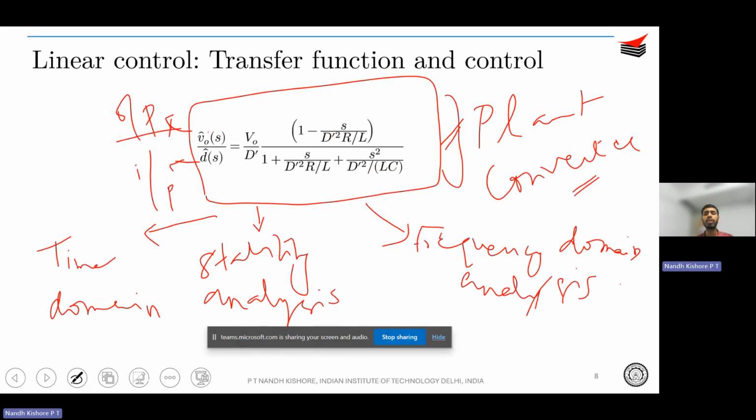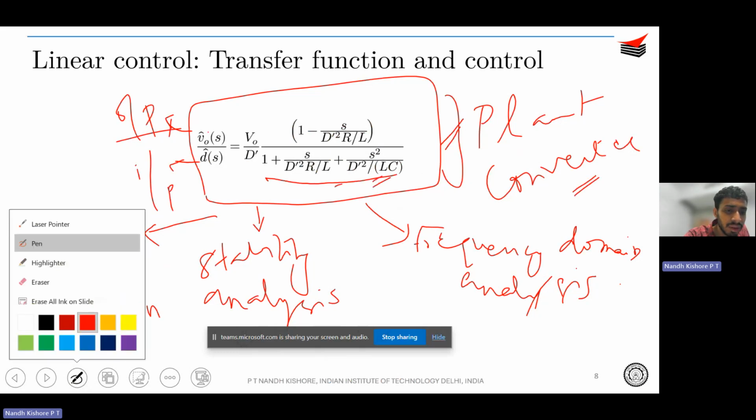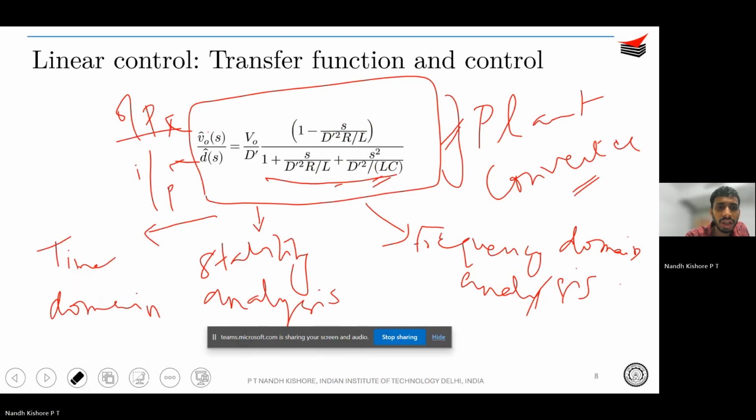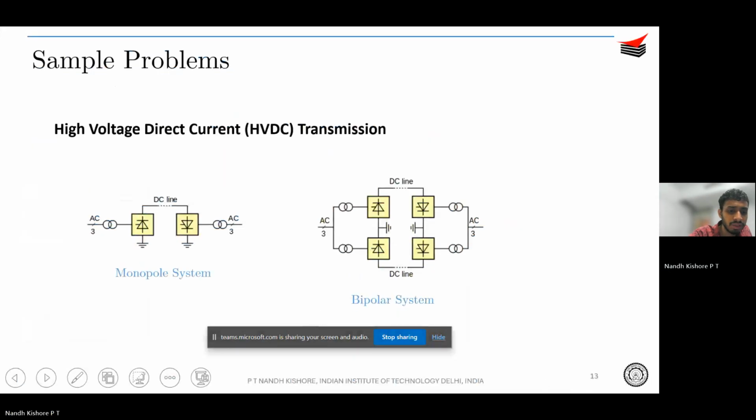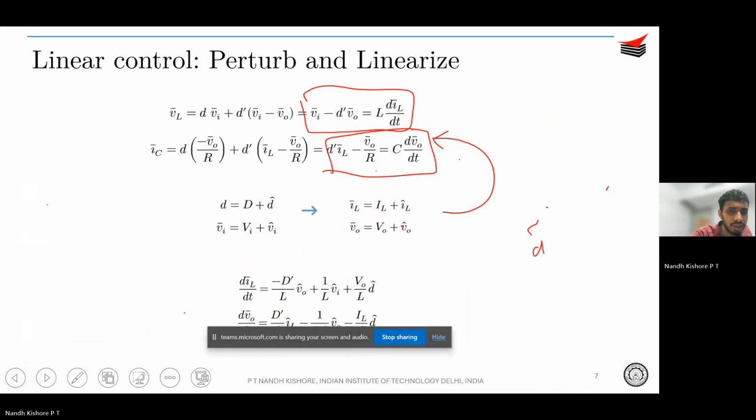Okay, you can of course do frequency domain analysis, right? So you can study the stability of the converter. For example, over here you see that you have a denominator of second order. So you have a square term in the denominator.